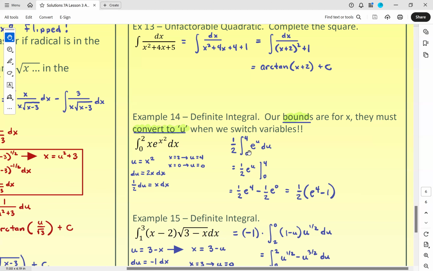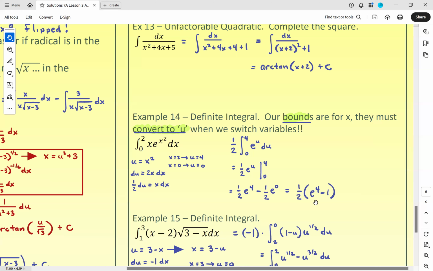And what's nice now is you don't ever have to go back to x. We can finish the problem in terms of u. This is a definite integral, so most likely we're going to get a numerical answer at the end without any variables at all. So there's no need to go back to x. Let's just use this problem as we see it. Fairly simple antiderivative. I'm just now plugging in a 4 and a 0 to this e to the u, and then clean it up a bit and we're done. Don't switch back to x. It actually makes more work. There's no need to do it.